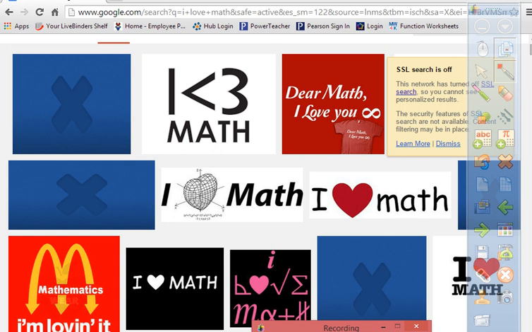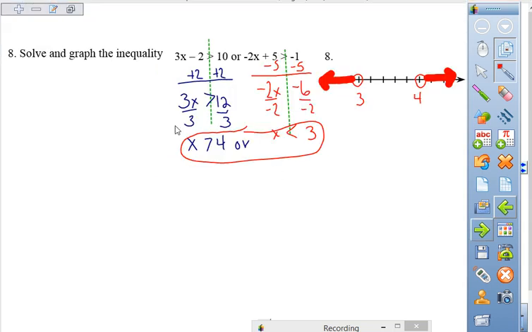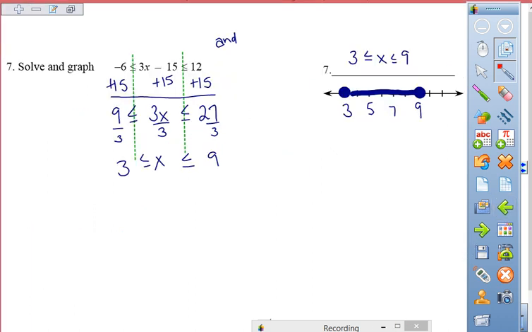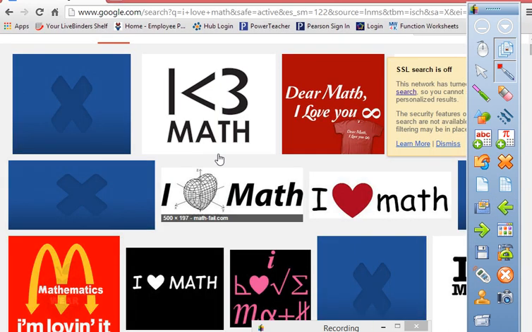To prove that you watched the video, why don't you pick one of these images and try to duplicate it on your paper underneath number 8. So maybe put it somewhere in this area here. So what you want to do is pause the video, choose one of these, and just do a rough sketch so I know that you're watching the video.